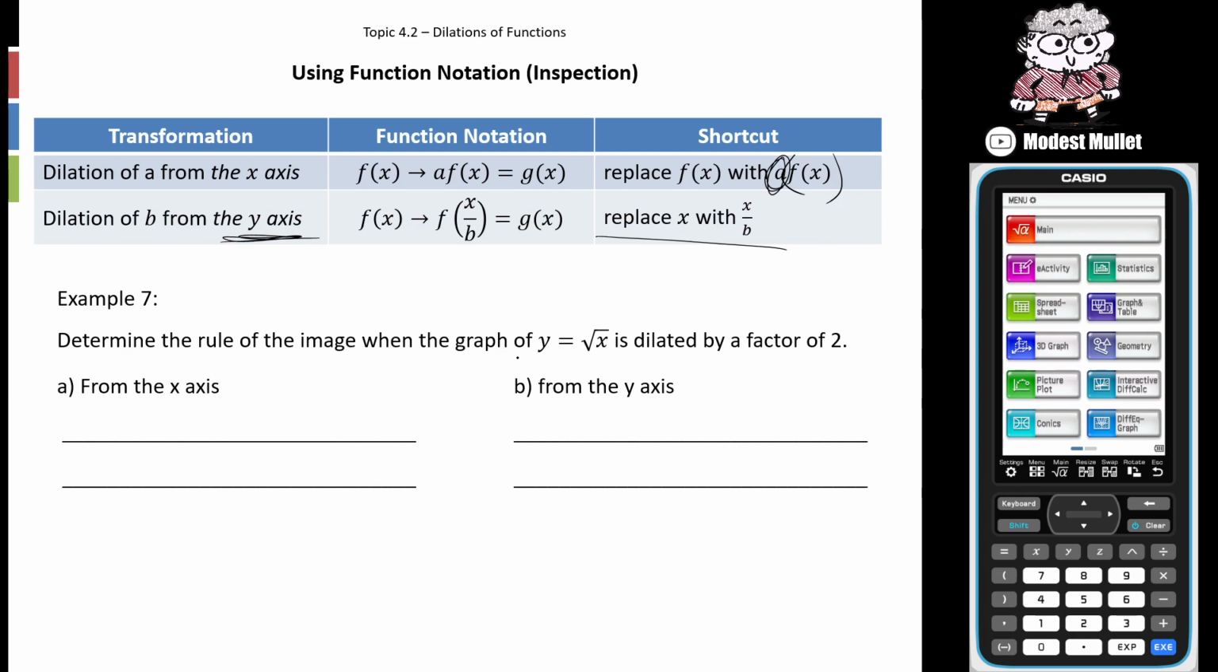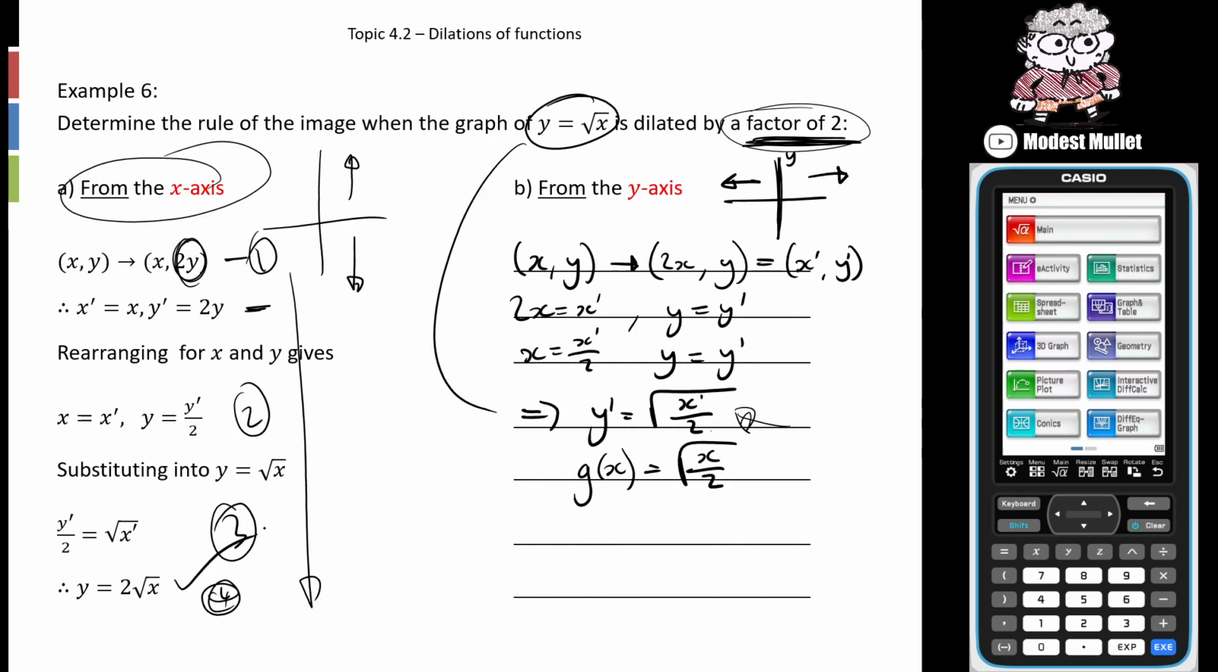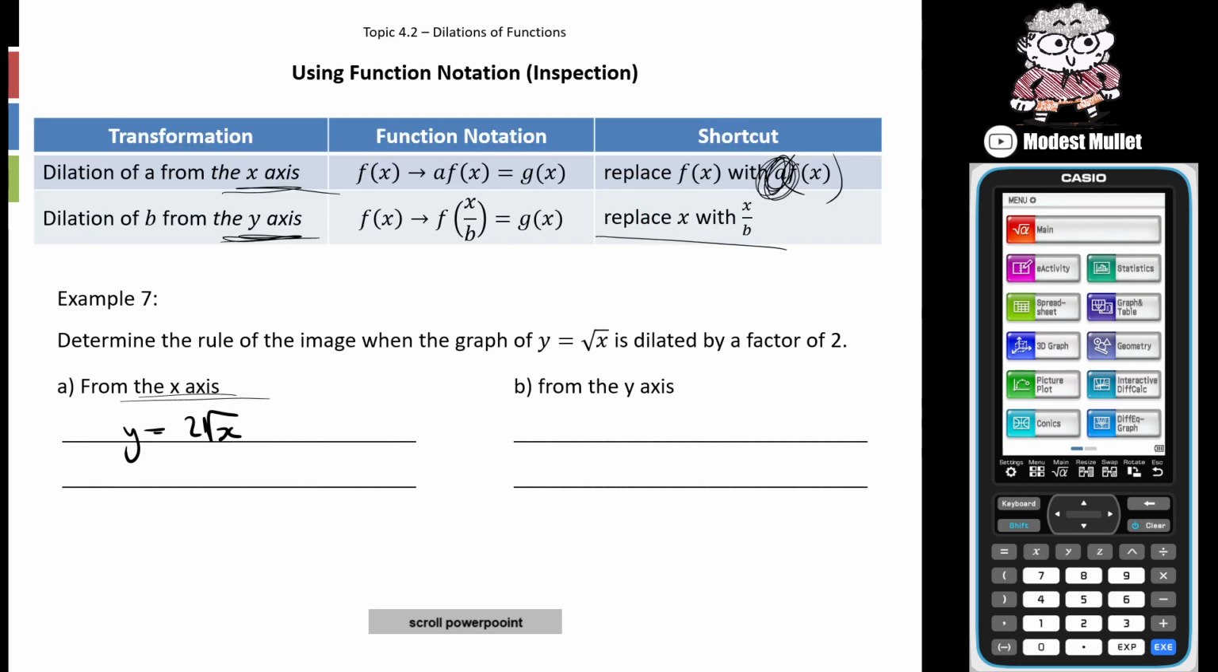Determine the rule of the image when the graph of y is equal to square root of x is dilated by a factor of 2 from the x-axis. So we're dilating from the x-axis, so we just have to stick the dilation factor at the front. So y is equal to 2 root x. That's it. And that matches back here. Tick, tick. Okay. From the y-axis, so our dilation factor of 2, we have to replace x with x on 2, so we get y is equal to the square root of x on 2.